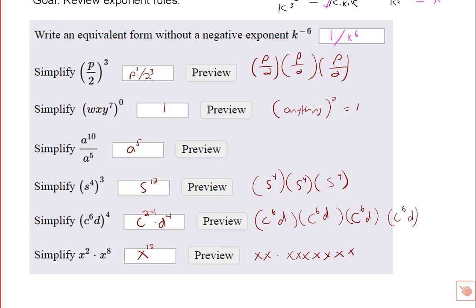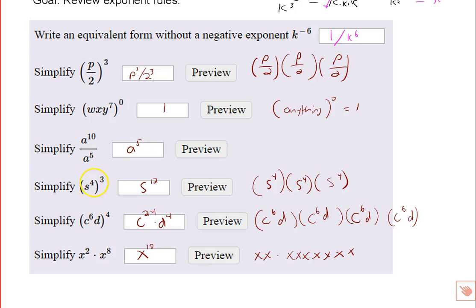So as a quick review of what we just did, when I'm multiplying expressions that have the same base, these are both x raised to a power, I add the exponents. 2 plus 8 is 10. When I'm raising stuff to a certain power, really what we ended up doing was we multiplied the exponents. 6 times 4 is 24, and this is d to the 1st power. 1 times 4 is 4. So the rule would be when you're raising a power to a power, you multiply them.